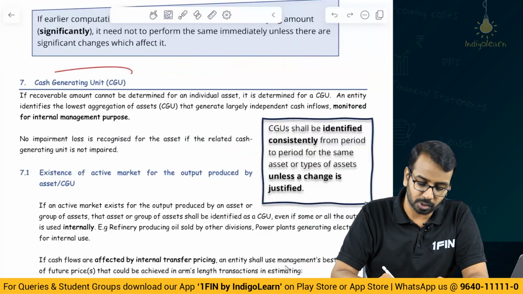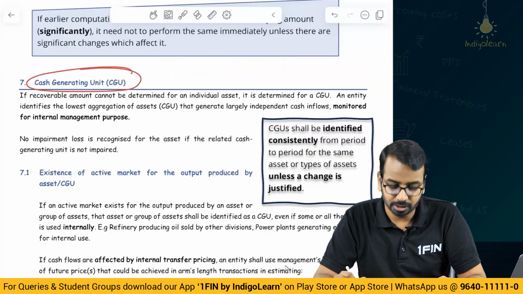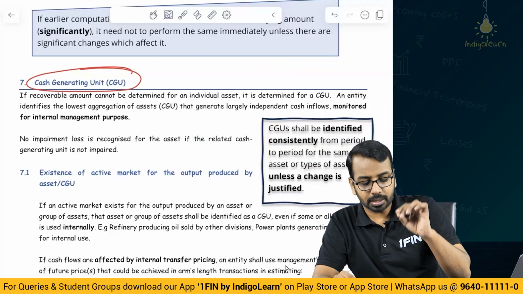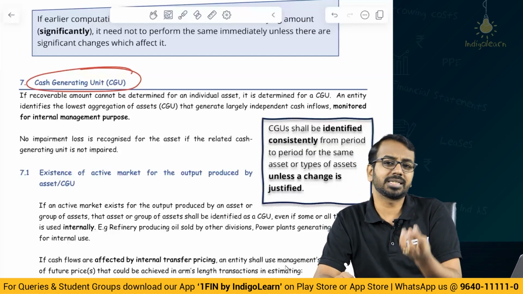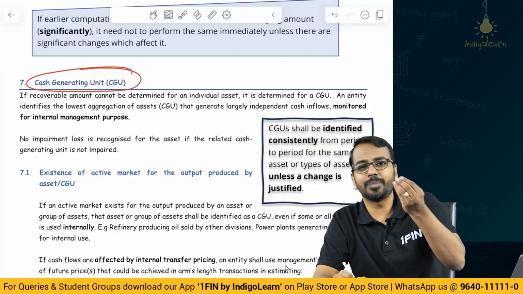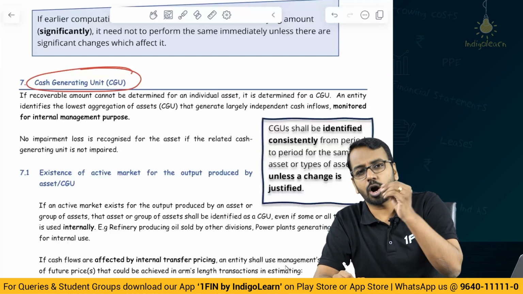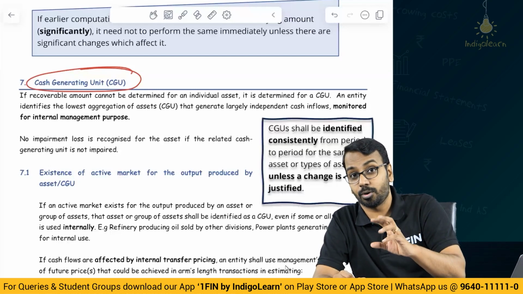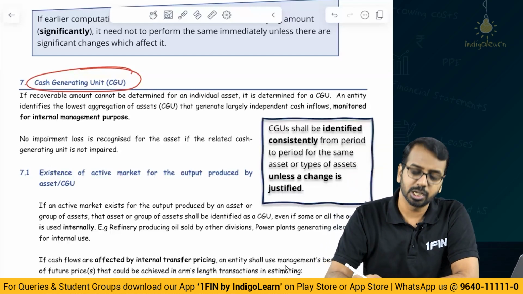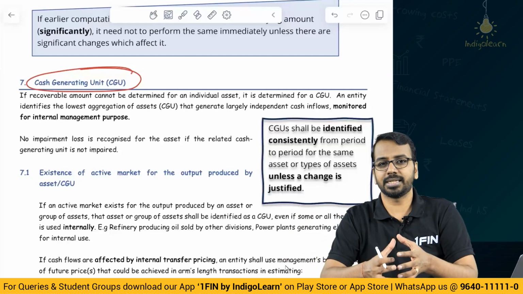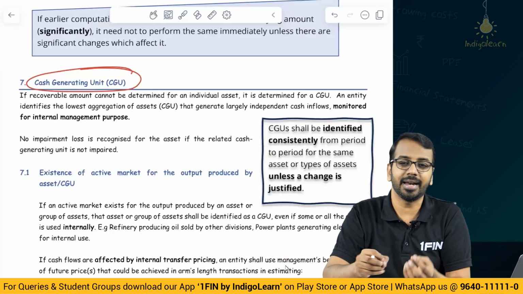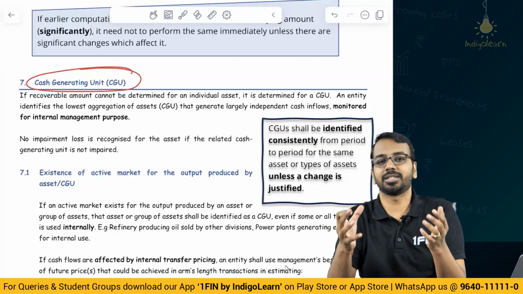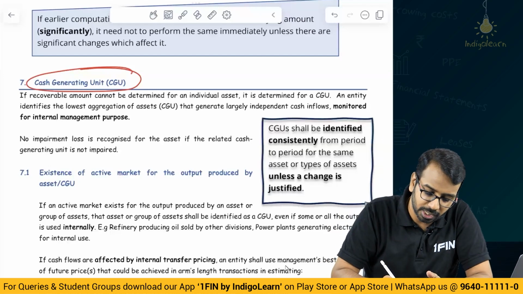Now moving on to the next concept of cash generating unit. What is this cash generating unit? When do we use it? Generally, if there is an asset which cannot independently generate cash flows, we may not be able to determine the recoverable amount or value in use. In that case, we take a group of assets and see what cash can be generated and what the value in use is for that cash generating unit. That is what is called a CGU, where you have a group of assets.